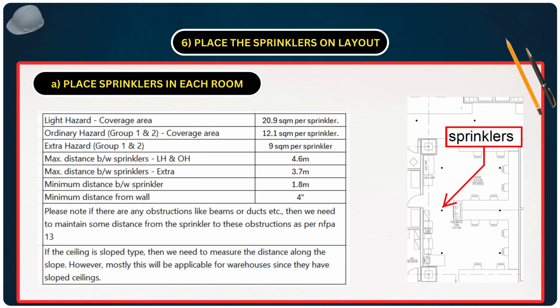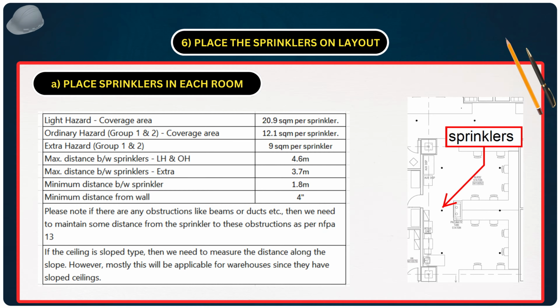Please note, if there are any obstructions like beams or ducts, then we need to maintain some distance from the sprinkler to these obstructions as per NFPA 13 requirements. If the ceiling is slope type, then we need to measure the distance along the slope. However, mostly this will be applicable for warehouses since they have sloped ceilings.